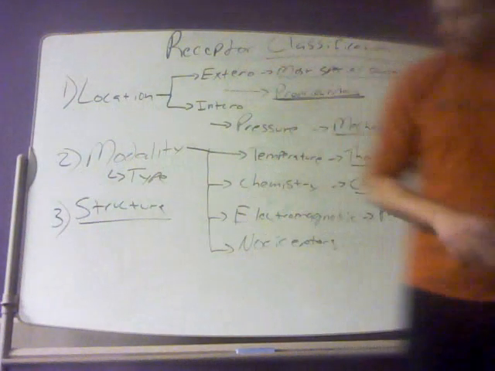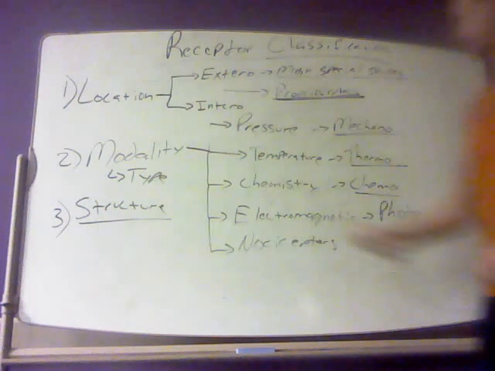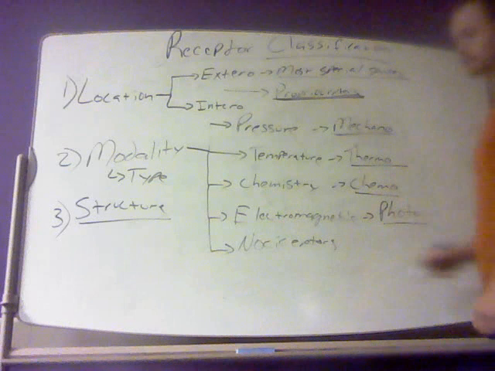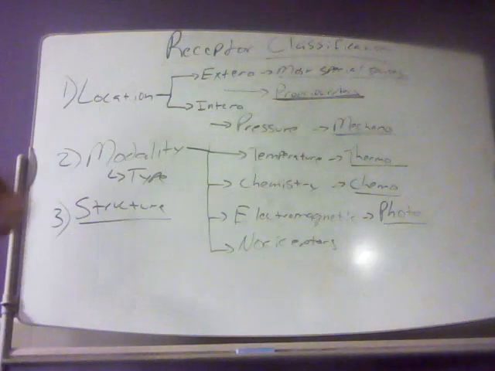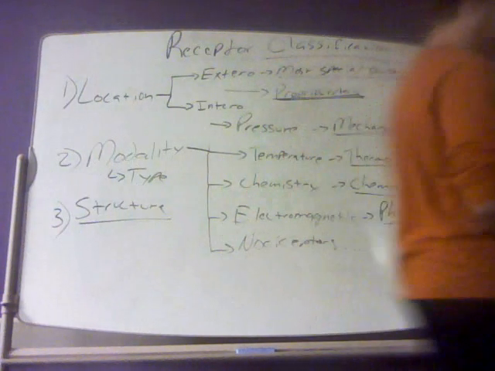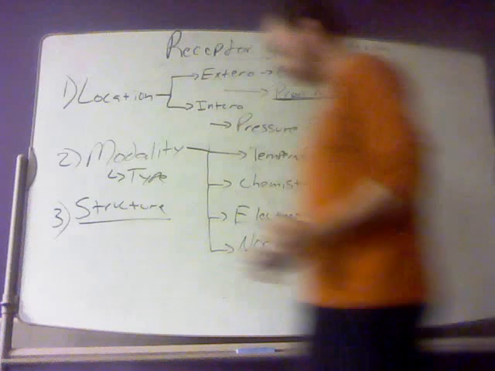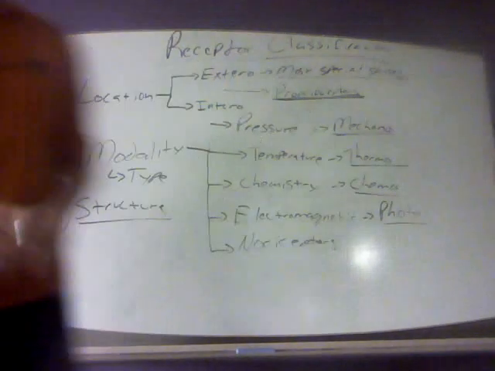Okay, and electromagnetic receptors, in humans, are found in the eye. These are what we call photoreceptors or light receptors. There are two different types of these, cones and rods, that are sensitive to changes in the light that the eye is exposed to. And we'll talk more about cones and rods when we get to the special senses.